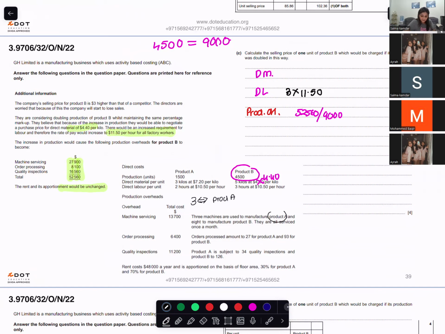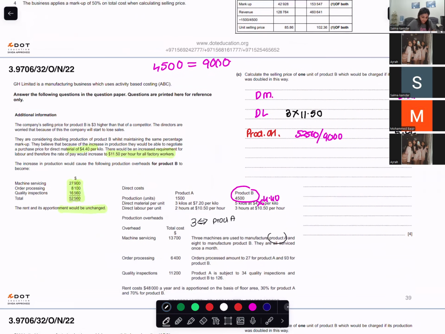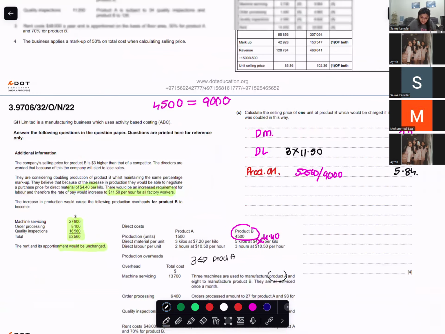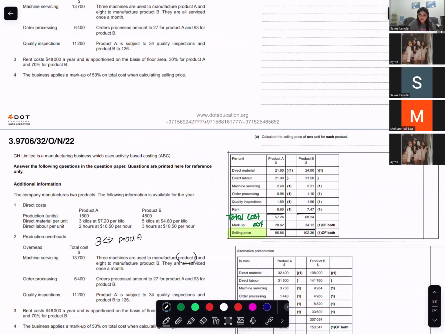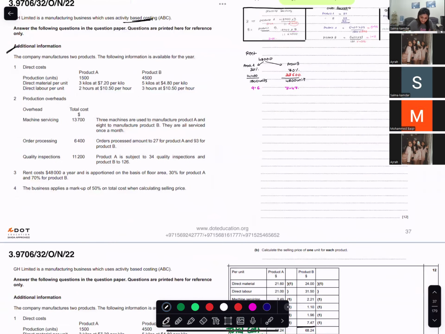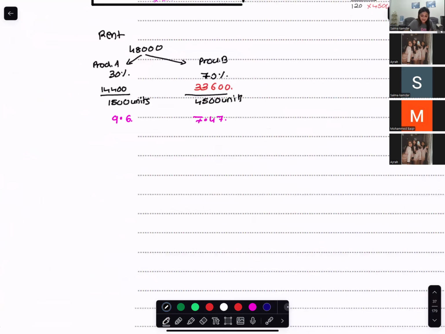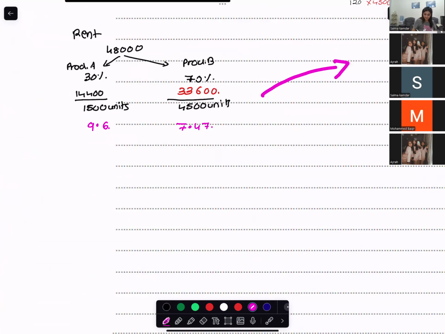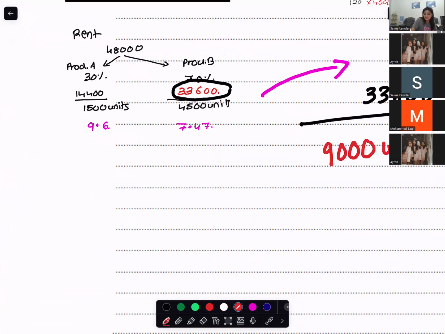And the rent apportionment would remain unchanged. What was our rent apportionment? Rent was 70%, 33,600. Now, instead of dividing it by 4,500 units, we would divide it by how much? 9,000. So it will become how much? 3.73.